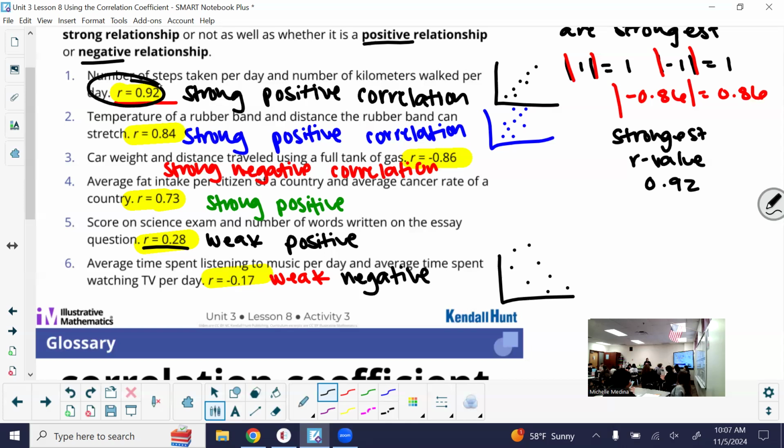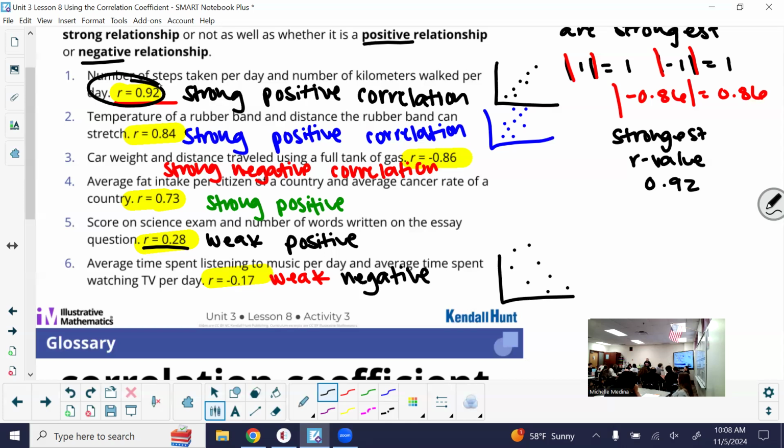Okay, so what's the absolute value of 0.92? 0.92, absolute value means how far is it from 0? Would you say that 0.92 is pretty close to 1? So that out of all my other options is my strongest. Make sense? Yes? No? Yes.